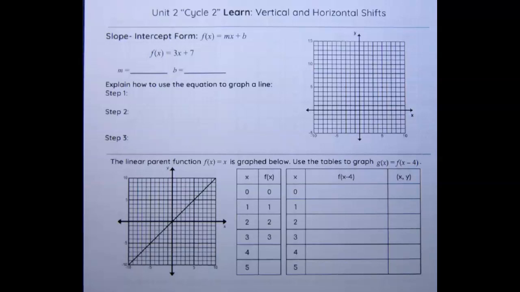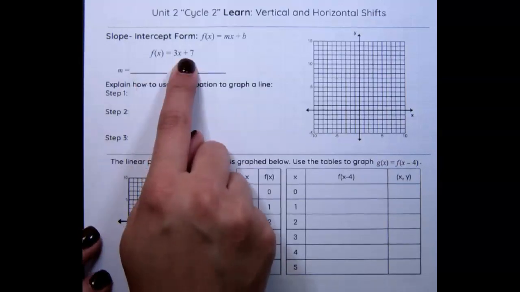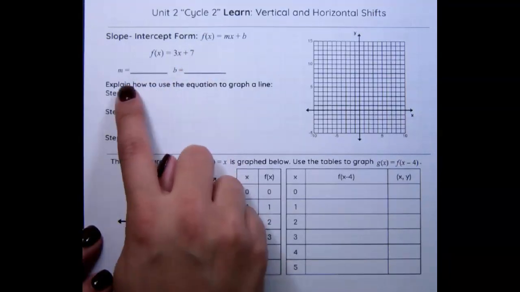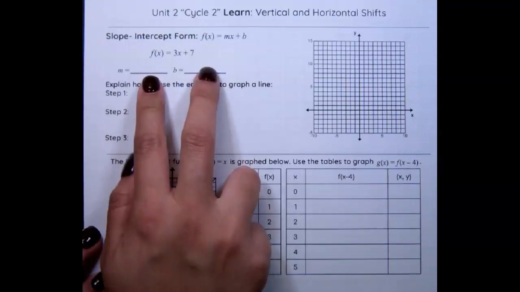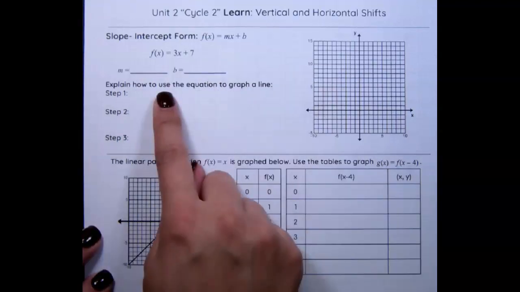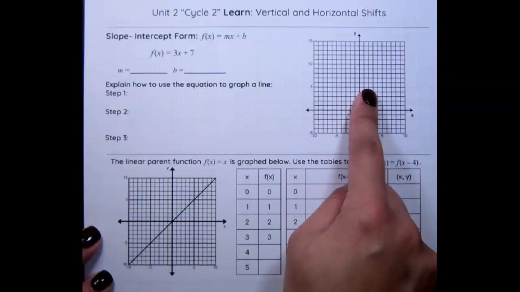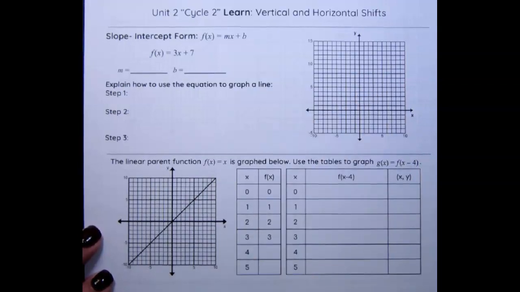So they give us slope-intercept form, which is f of x equals mx plus b, or y equals mx plus b. M stands for slope, b stands for y-intercept. Hopefully you remember that. I am going to identify the slope and y-intercept from this function, and then you are going to explain how to use those two pieces of information in 3 steps to graph it on the graph. So I'll help you with the slope and y-intercept.